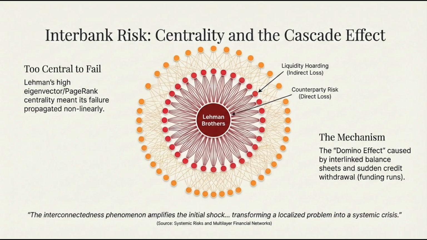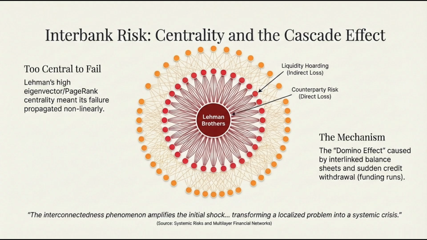Here we deepen the interbank example by linking topology to centrality and the cascade effect. The slide places Lehman Brothers at the center of many surrounding institutions, making the visual message very strong. This was not just a large bank, but a structurally central one. The text mentions eigenvector centrality and PageRank centrality. These measures do not simply count the number of links, they ask whether a node is connected to other important nodes. So Lehman's failure was especially dangerous because its influence was embedded within a highly connected financial core.